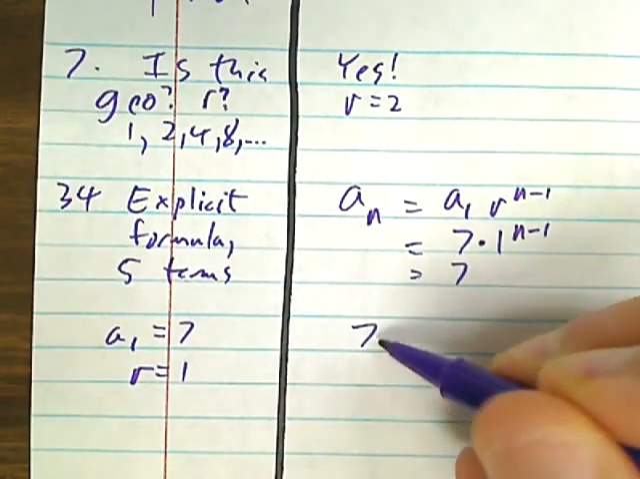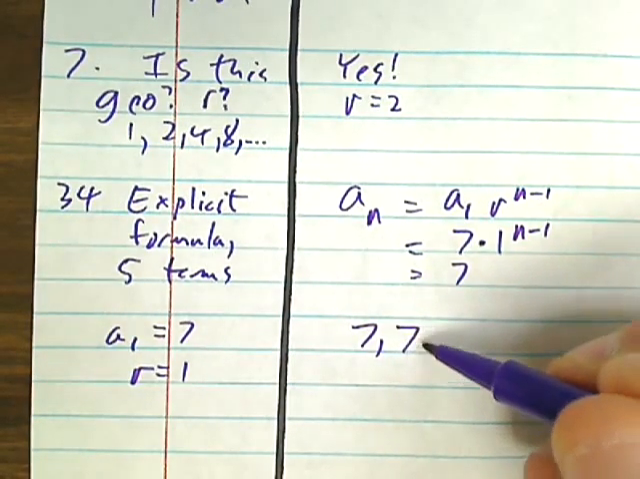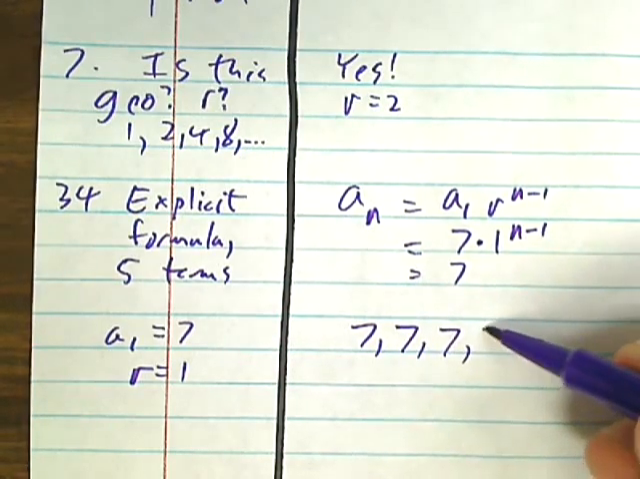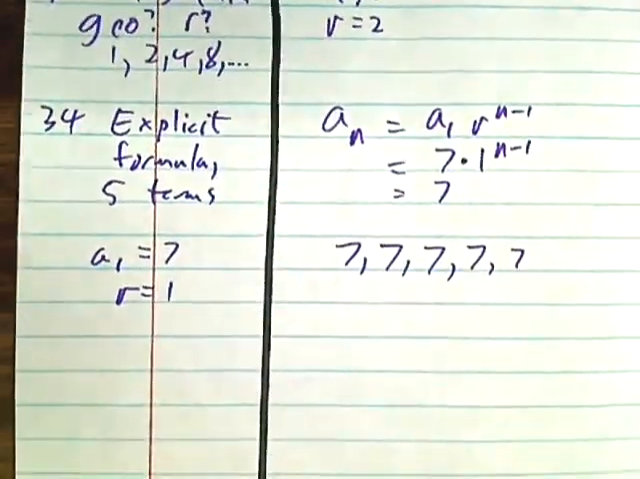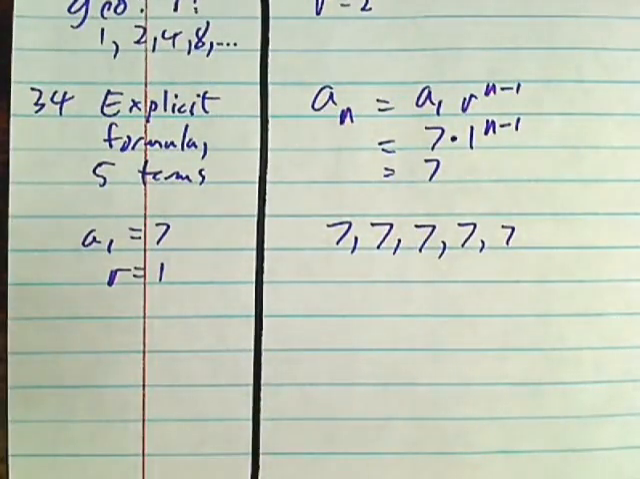So the first term is 7 times 1. The second term is 7. The third term times 1 is 7. The fourth term times 1 is 7. The fifth term times 1 is 7. So that's number 34. A little silly.